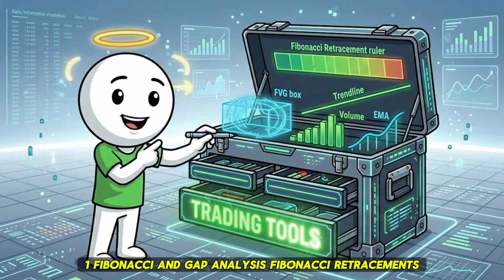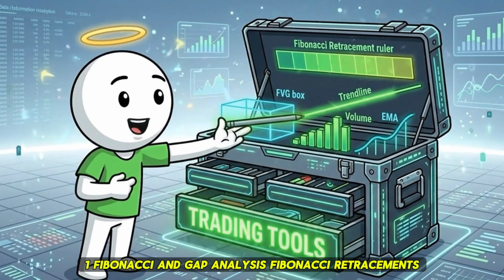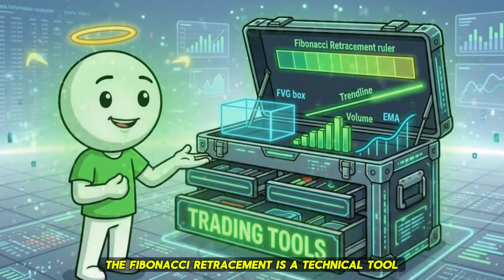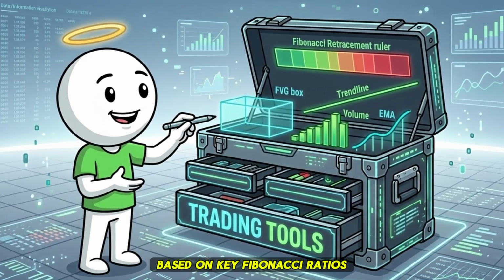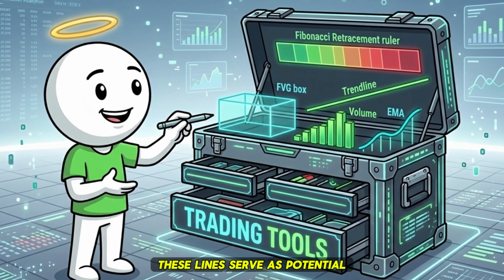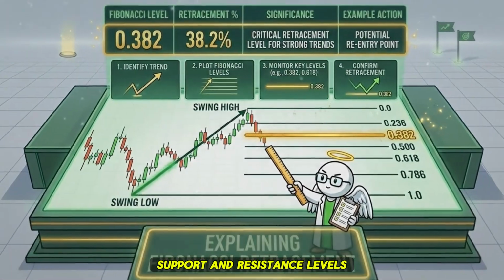1. Fibonacci and gap analysis. Fibonacci retracements. The Fibonacci retracement is a technical tool that plots horizontal lines based on key Fibonacci ratios. These lines serve as potential support and resistance levels.